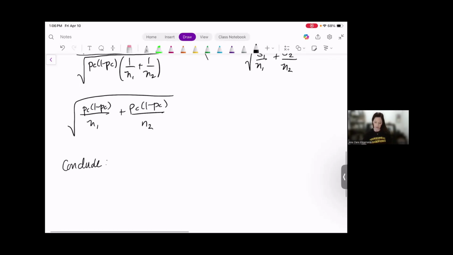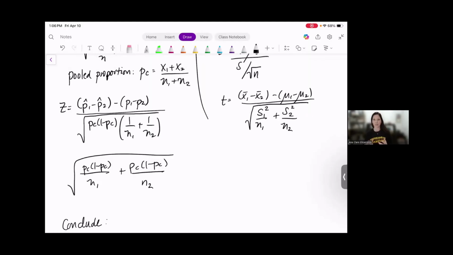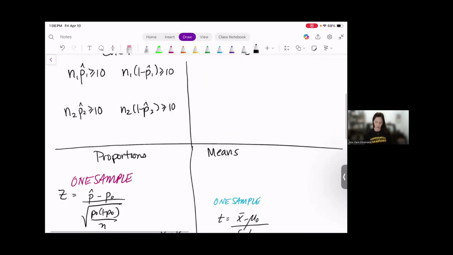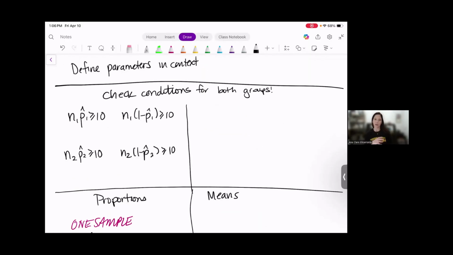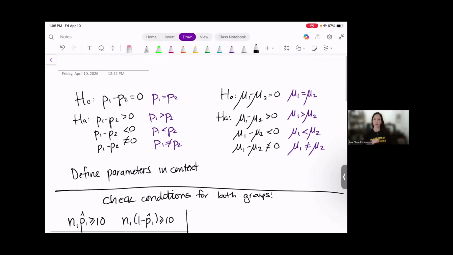So the main difference in hypothesis testing is your test statistic is a little bit different, and we are not plugging in a hypothesized value for our proportion, because typically we don't have values for the proportion, and we're assuming that they're equal. And then in our null and our alternative, there's a couple different ways you can write that.